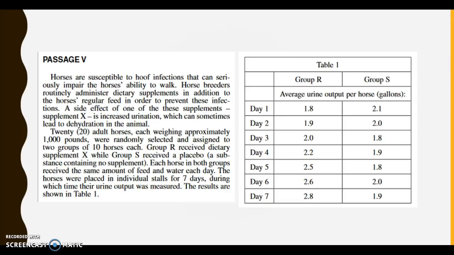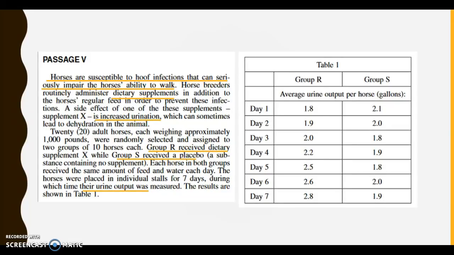If we briefly read through the paragraphs that are listed at the beginning, we should be able to pull out a couple of details. So, our passage is looking at hoof infections and talking about dietary supplements and the possibility of increased urination if given a dietary supplement. So we're looking at two groups of horses, Group R and Group S. Group R received the dietary supplement, Group S received the placebo. And then we're looking at their urine output.